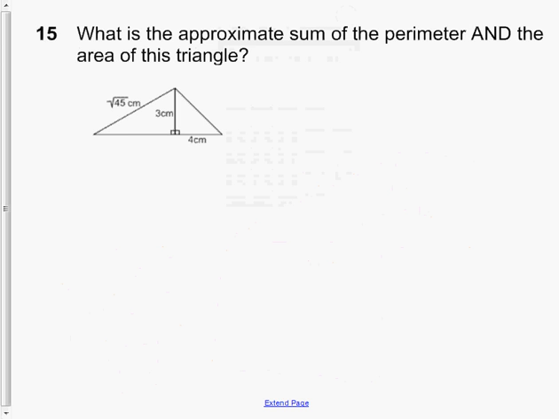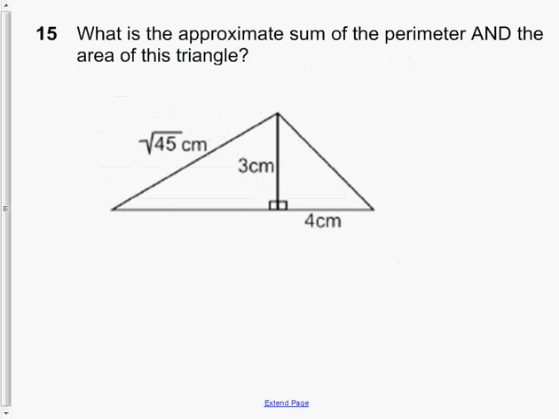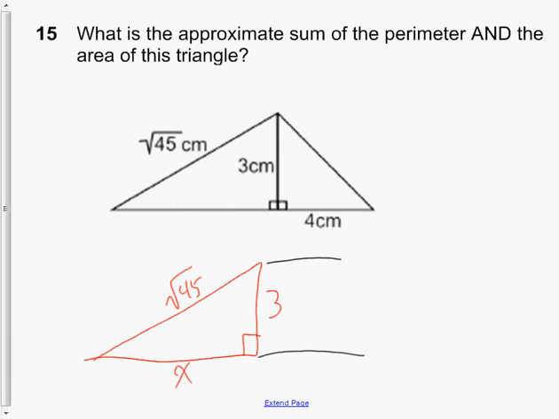And the last question, it says, what is the approximate sum of the perimeter and the area of this triangle? So the first thing we have to do is take this triangle right here and think of it as just a separate question. This is 3, this is the square root of 45, and this is x. If I attach squares to each of those sides, I would have a square there, and a square here.